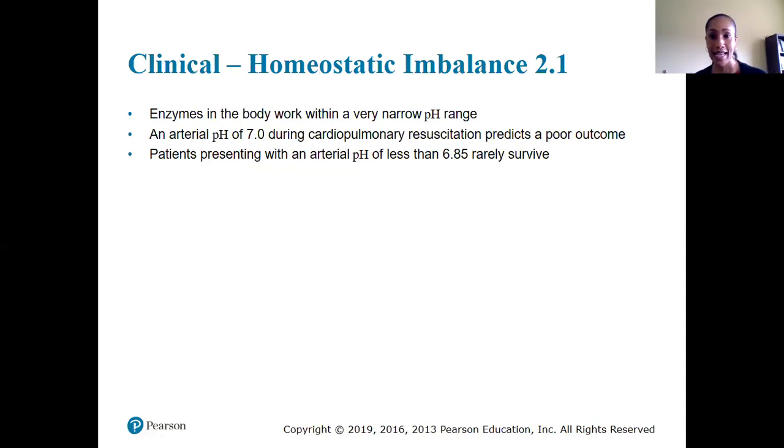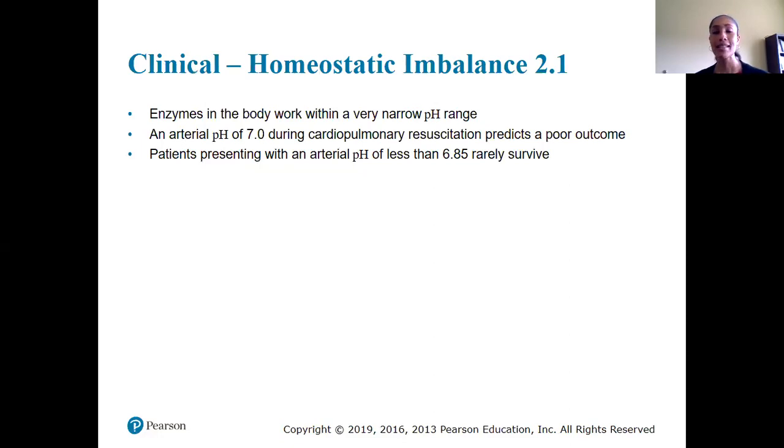So if we have an arterial pH of 7 and do cardiopulmonary resuscitation, that outcome is going to be pretty poor. In other words, there's going to be a very slim chance that person will come out of that. Patients presenting with an arterial pH of less than 6.85 rarely survive.